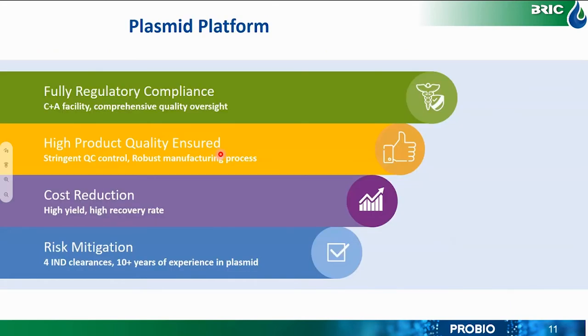For the plasmid platform, the plasmid process development and GMP manufacturing platform, we provide milligram to gram level plasmid service. The fermenter for plasmid production ranges from 5 liter to 100 liter, using stainless steel bioreactors and single-use reactors. In this platform, we are under full regulatory compliance, and we have high product quality control. The platform also has high yield and high recovery rate, and can reduce the cost of manufacturing.